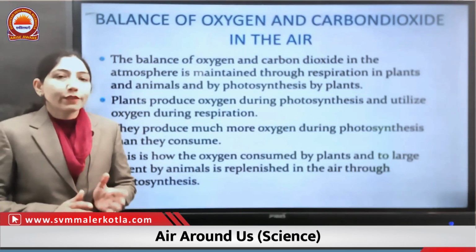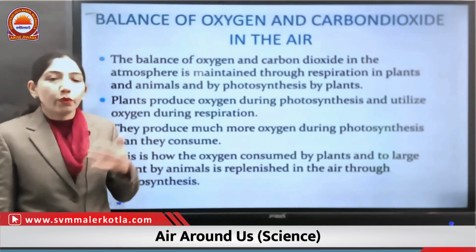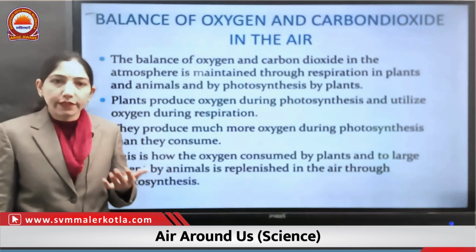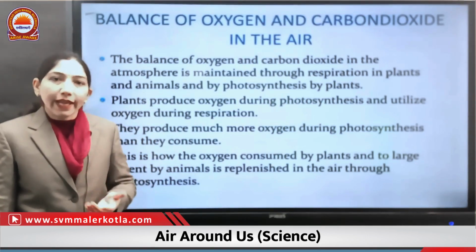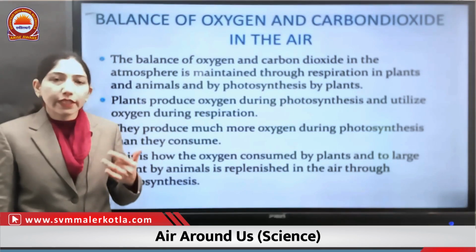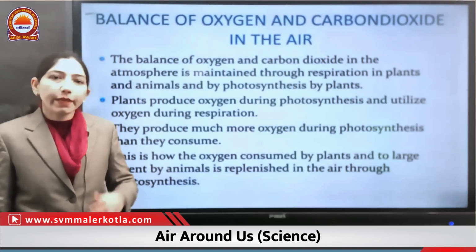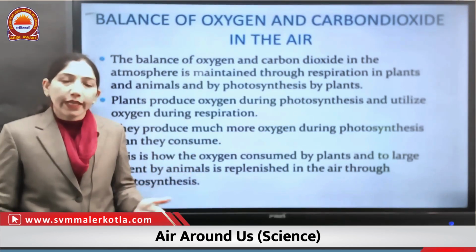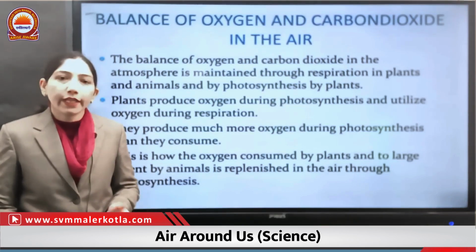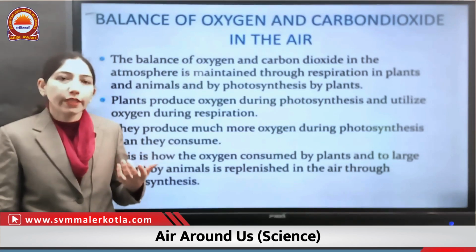And how is the balance of oxygen and carbon dioxide maintained in the air? We know plants give oxygen to the animals, and animals use this oxygen for breathing, and in turn animals, when they take oxygen, give out carbon dioxide, and this carbon dioxide is used by plants to prepare their food. In this way, they both depend on each other. It shows the interdependence of plants and animals on each other.